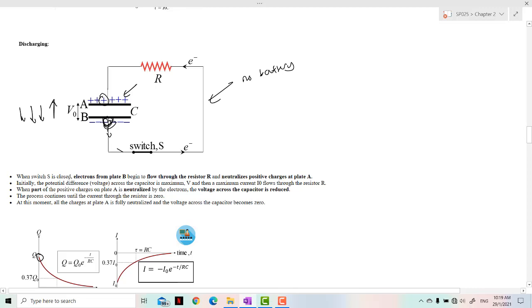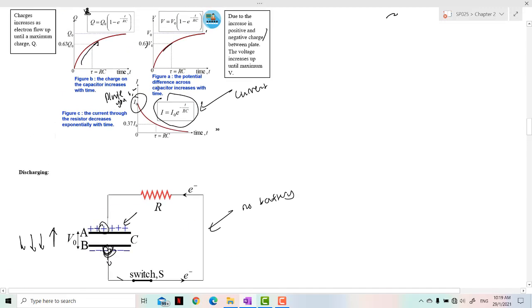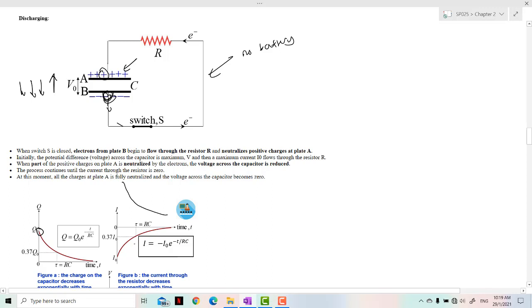Okay. So when part of the positive charge is neutralized by the electron, the voltage across the capacitor is reduced. The process continues until the current in the resistor is 0. So the current is still the same, it will decrease. It's the same as our charging earlier, except in this case the current is defined as negative here. Okay. This formula is defined like this, so I can't do anything about it. So that's why initially it looks the same as our charging graph, but because there's a negative part, you'll get a negative mirrored from your initial charging point.